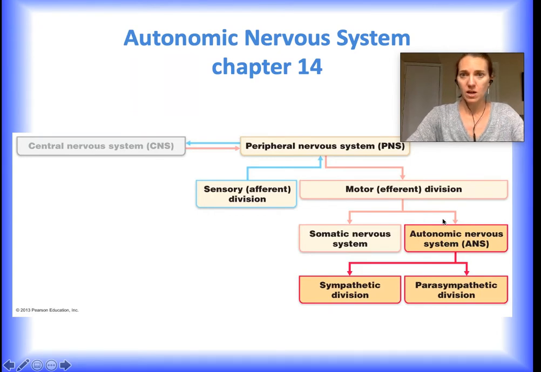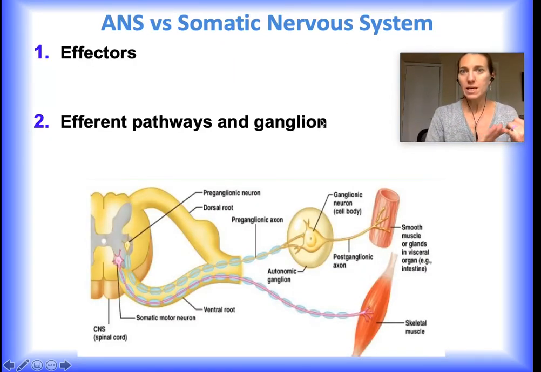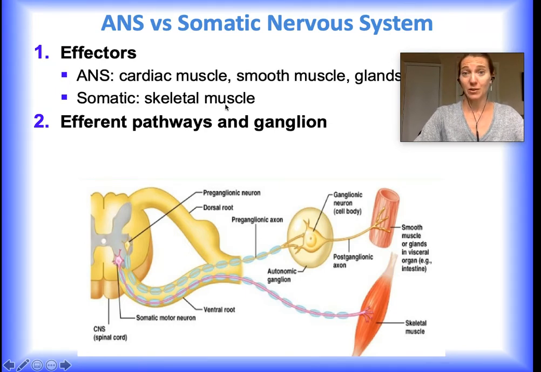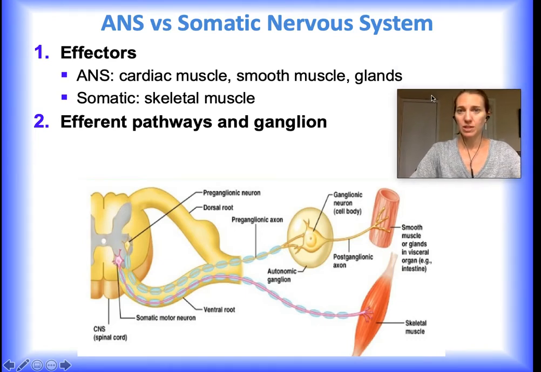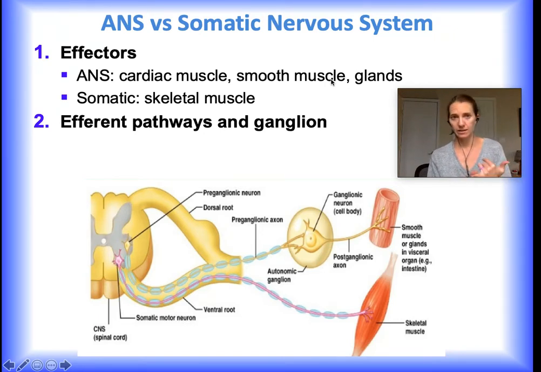One of my goals with this video is to contrast the anatomy as well as the physiology of the somatic nervous system and the autonomic. So that's where I'm going to start. Three key points of contrast that I want to make between the somatic and the autonomic nervous system. The first of which is the effectors. What is it that these systems affect? With the somatic nervous system, it's voluntary, so that's going to be our skeletal muscle, right? With the autonomic nervous system, I think it's easy for us to potentially think of smooth muscle, but it's also going to be our cardiac muscle as well as glands.